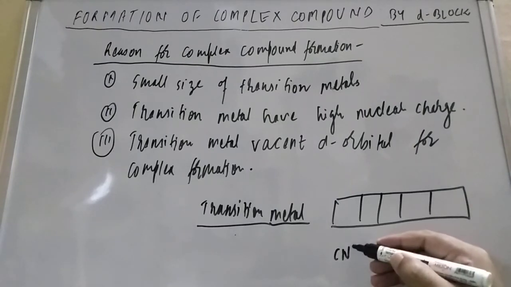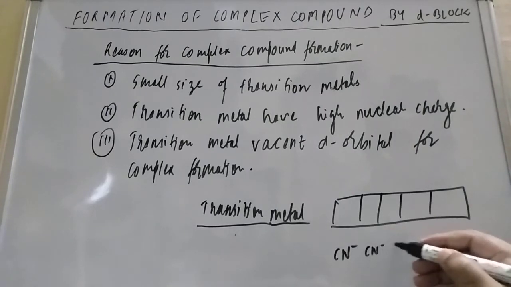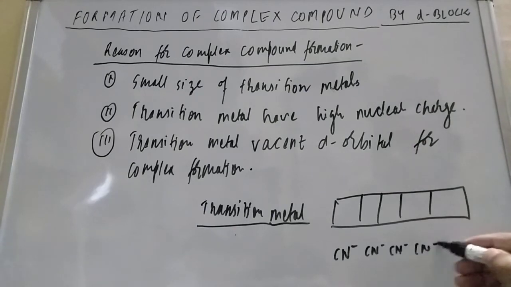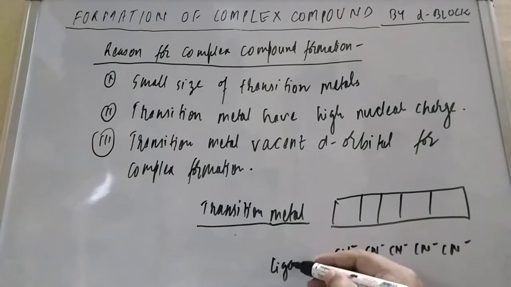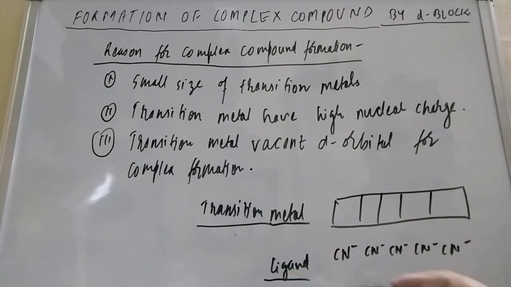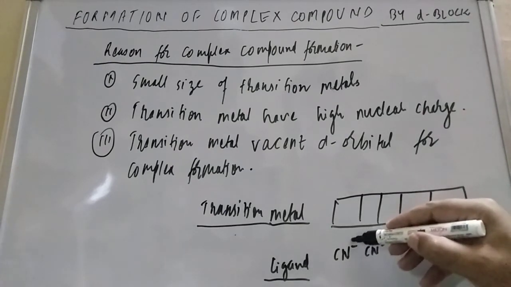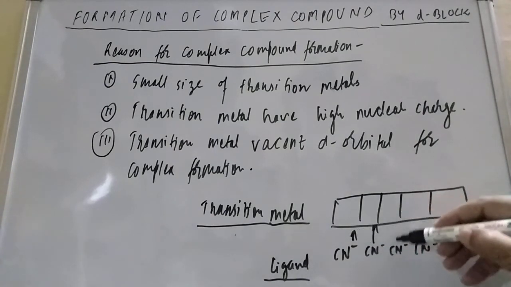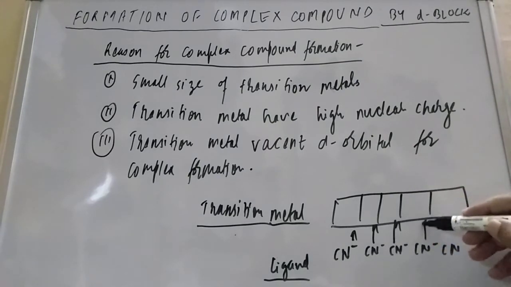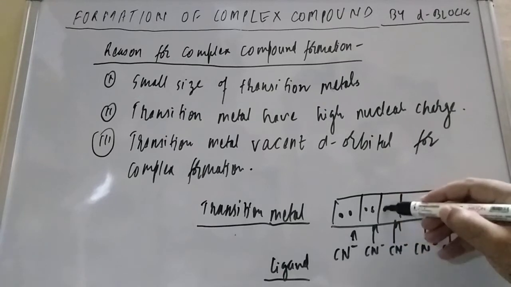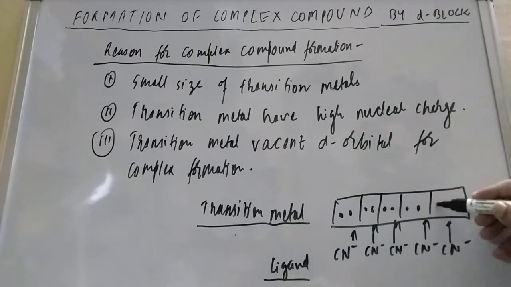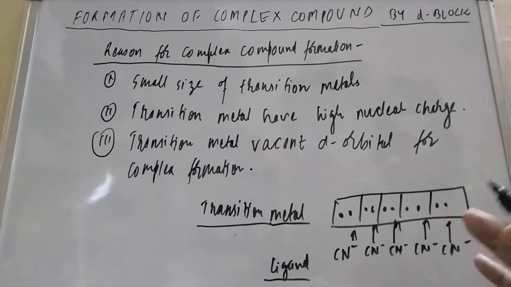Suppose CN is negative, all are CN negative. Here is CN negative, CN negative, CN negative. What are they known as, students? Negatively charged species that can donate a lone pair of electrons are known as ligands. They donate the lone pair of electrons into the vacant orbital. If any species is donating a lone pair of electrons, what will happen? A coordinate bond will form.